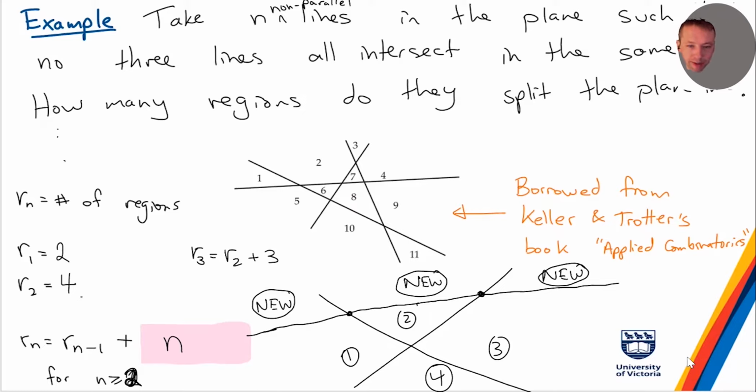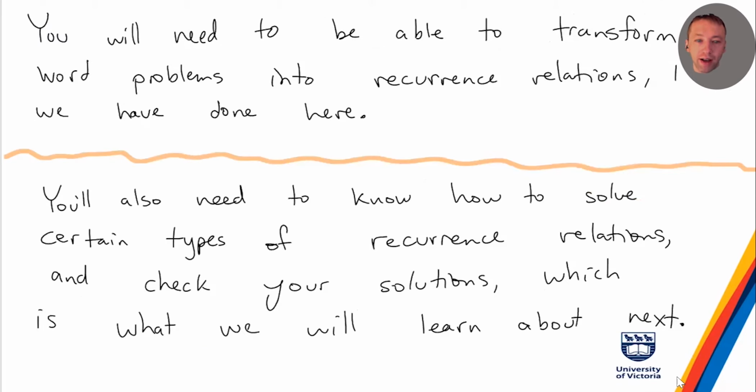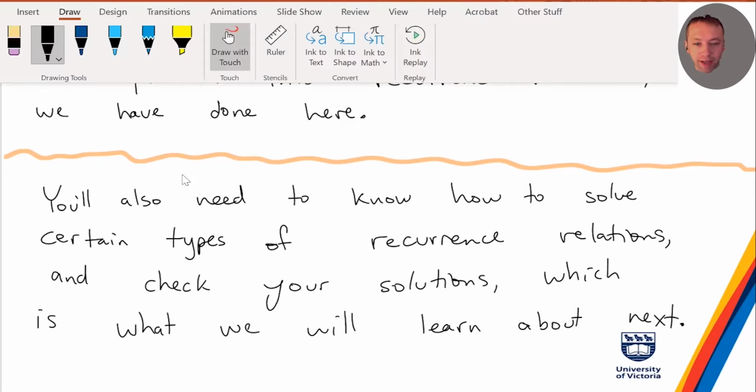So you need to be able to come up with recurrence relations from word problems like we've done here. You're also going to need to learn how to solve recurrence relations, so how to get a formula for the nth term of a recurrence. That's what we're going to learn next. But first of all, are there any questions at this point?